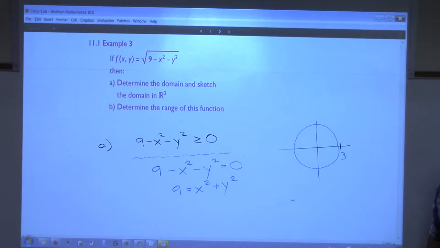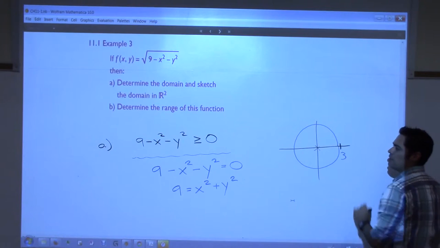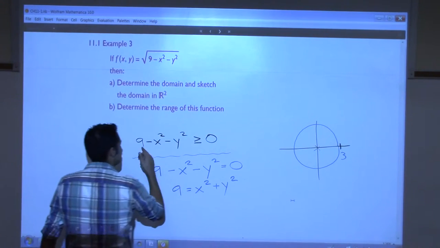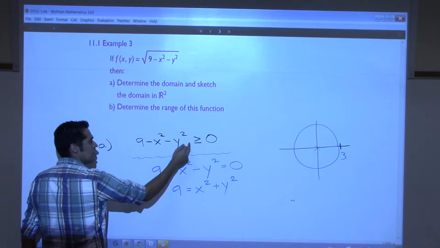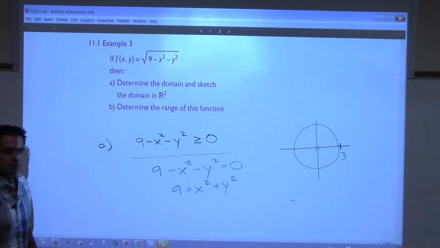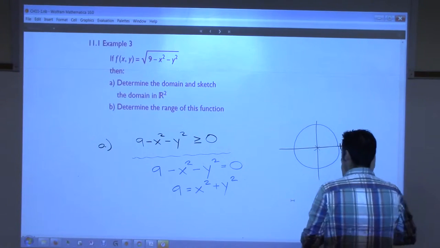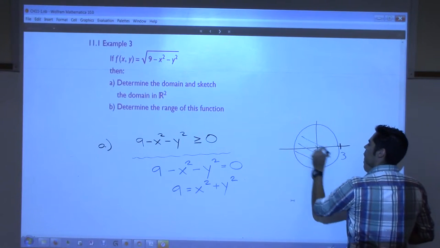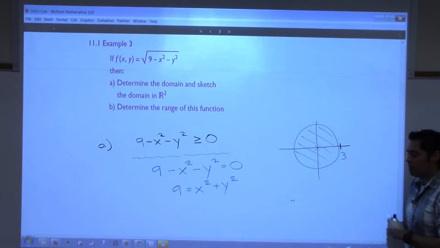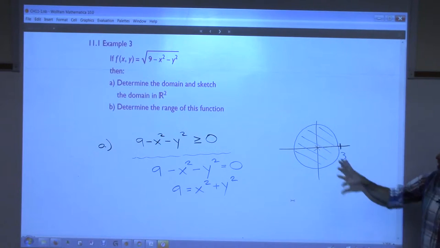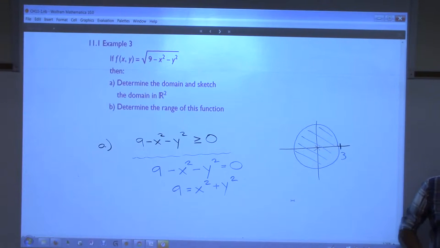So how can you check? Just test a point, 0, 0. Let's test 0, 0 in the original inequality. Is it true? Is 9 minus 0 squared minus 0 squared greater than 0? Yes. So it's everything inside, isn't it, since it worked? So when I graph this function, it should only exist inside this circle, right? Outside that circle, there's no picture.